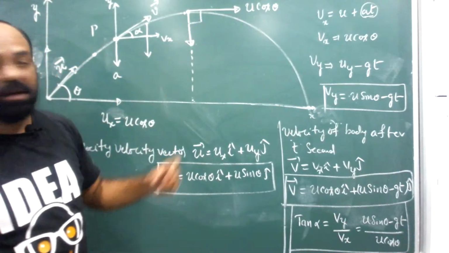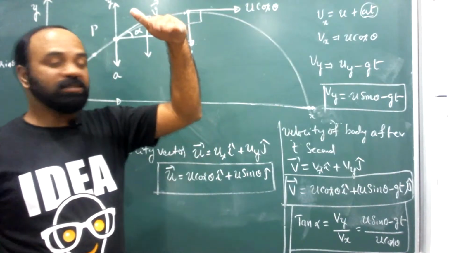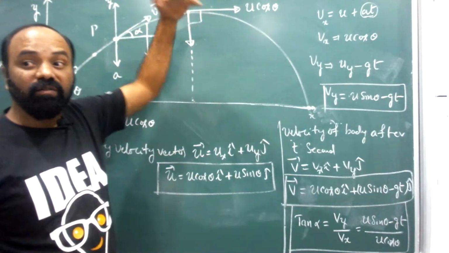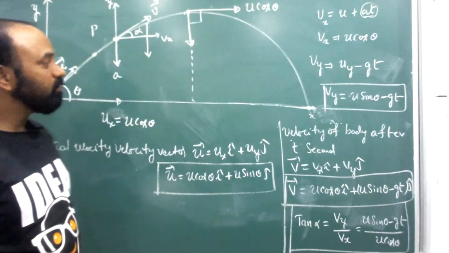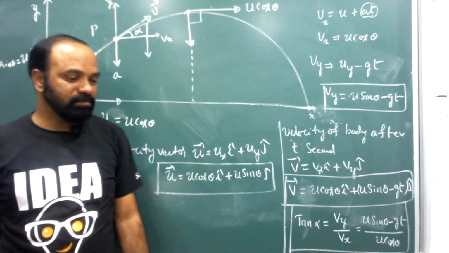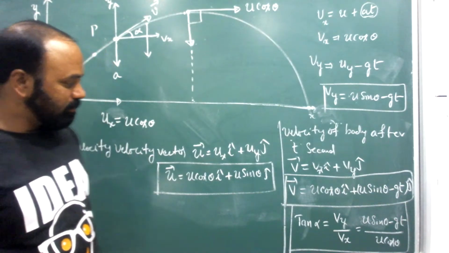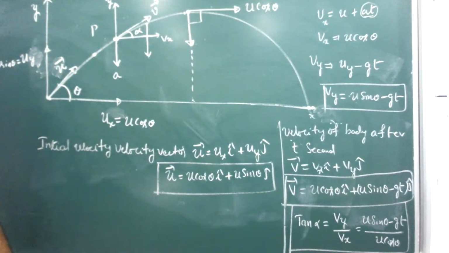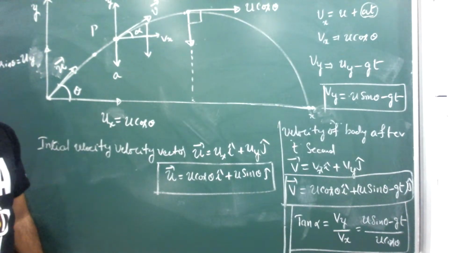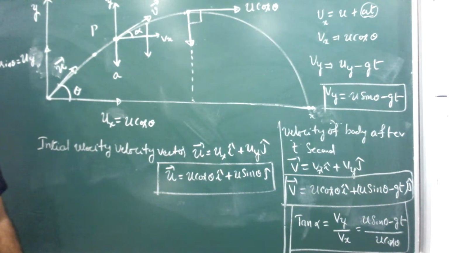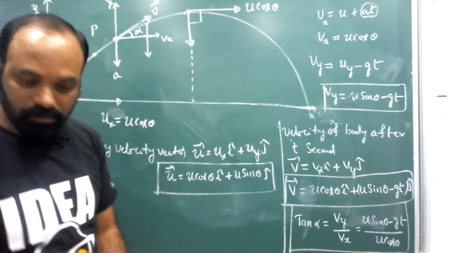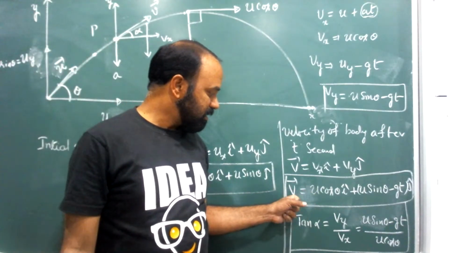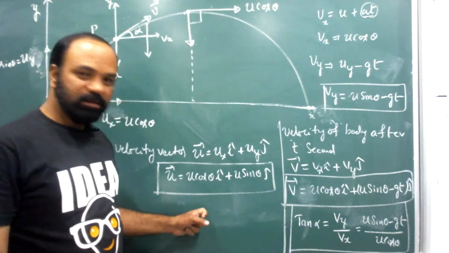One time in the NEET examination they asked this: the angle between the velocity vector and acceleration vector when the body is at maximum height. Okay? Now, these are the fundamentals. We should know this velocity vector formula, the tan alpha formula, and this formula.